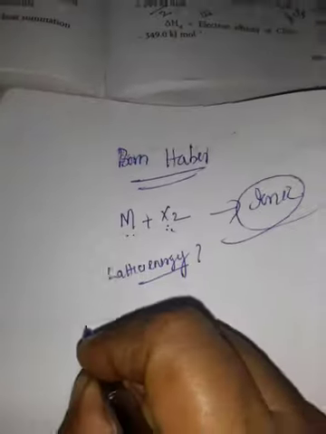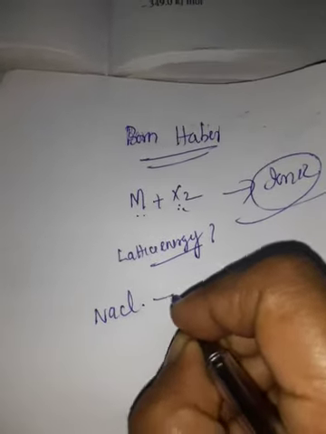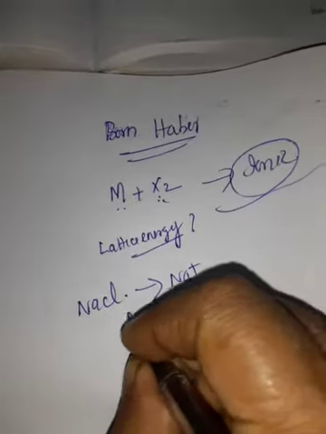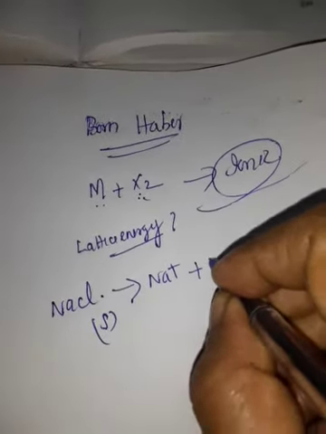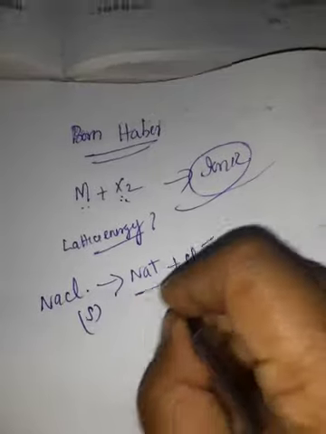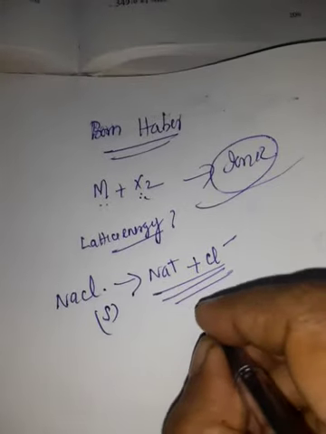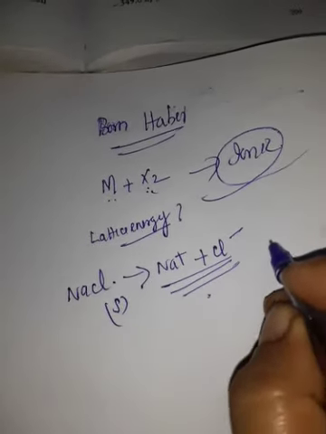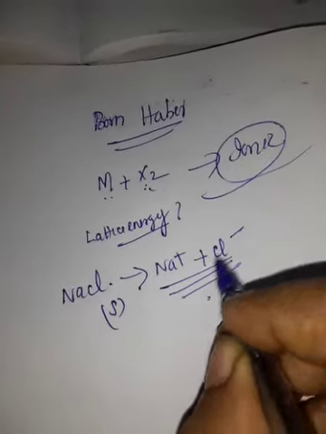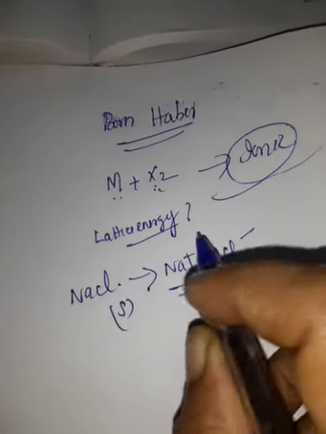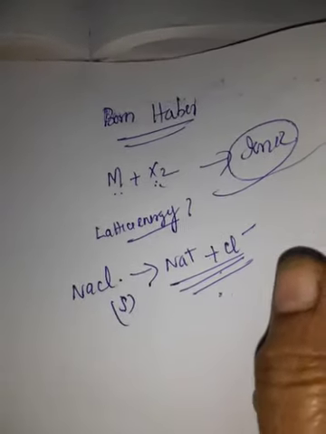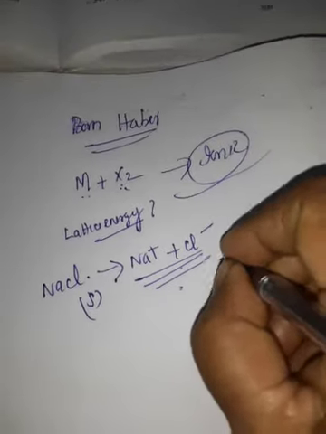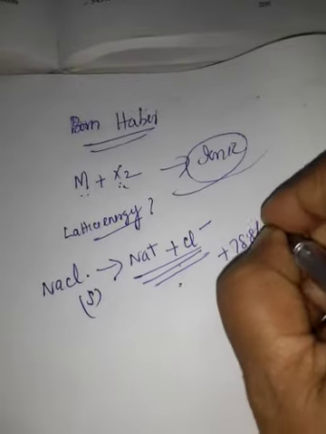For example, sodium chloride, NaCl. Here two ions are present, Na plus and Cl minus, in solid form. When dissolved, we get both ions, Na plus and Cl minus. So we are completely removing the ions. What is lattice energy? The amount of energy required to remove the ions from its lattice to an infinite distance. That is called lattice energy. This value is plus 788 kilojoule per mole.